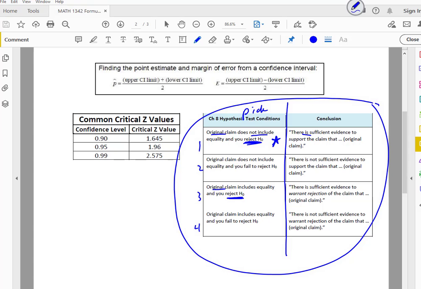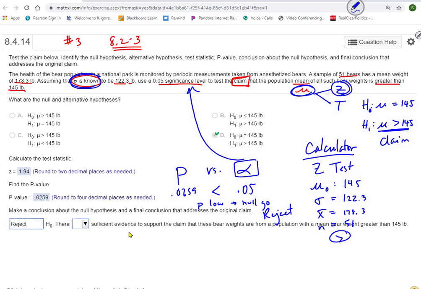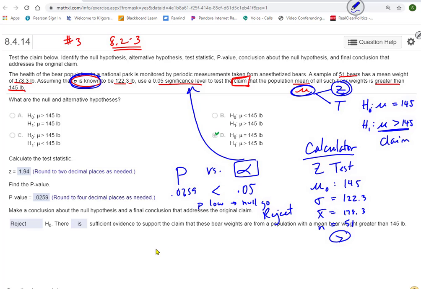There is sufficient evidence to support the claim. And in this sentence, all we have to do is click the is. Sometimes you also have to click the support or reject the claim. And that's all I need you to do.